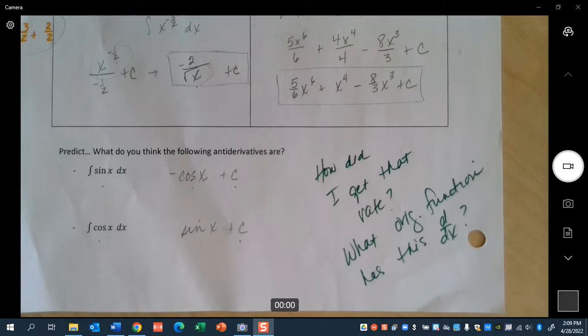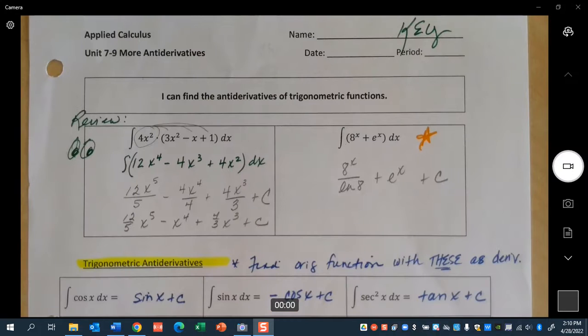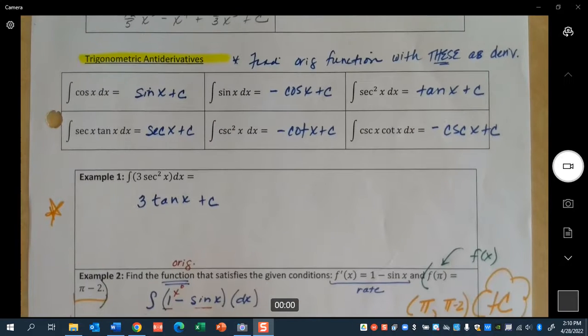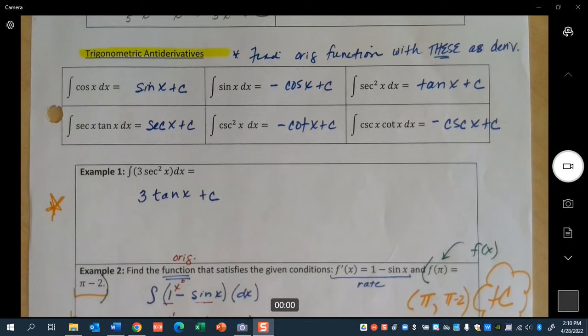So in your head you should be asking yourself, how did I get that rate? What original function had this derivative? And that poster back there has them all. That sign in the back talks about all of these trig antiderivatives, and all you need is to have these written down where you can reference them. If you need the integral of cosine, that's going to be sine. The integral of sine is the opposite of cosine, because remember, cosine is the opposite of sine when you take the derivative.